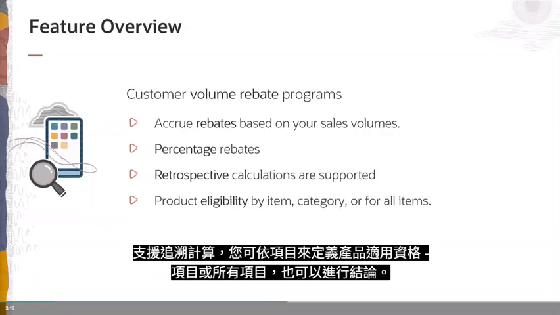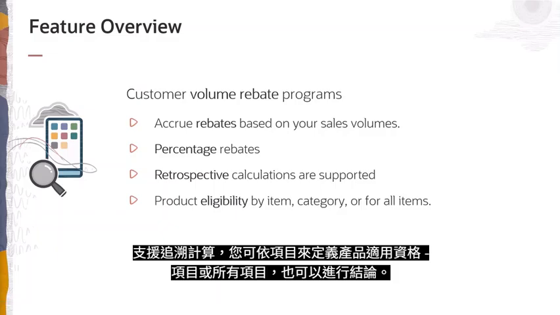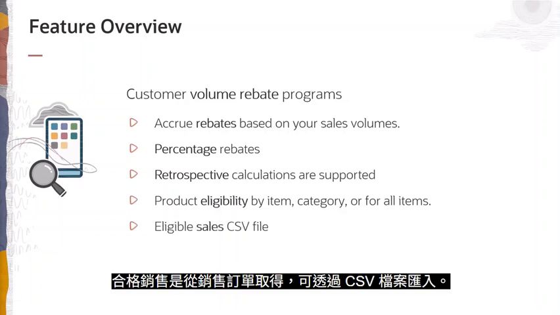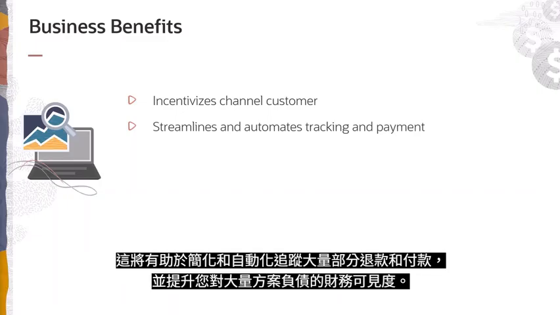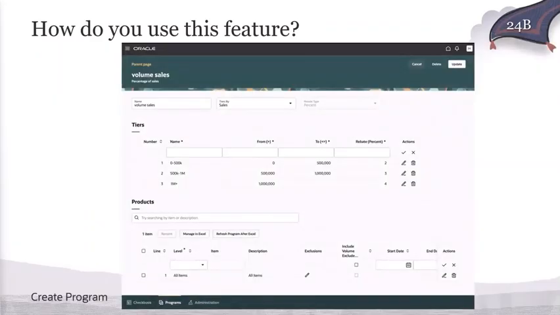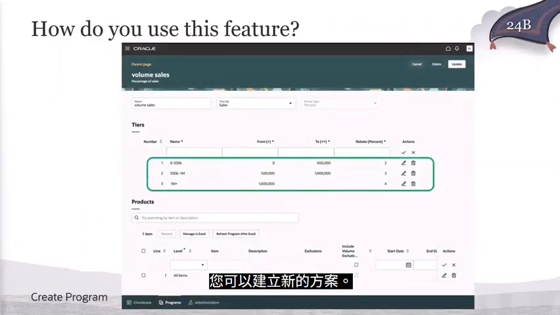Retrospective calculations are supported, and you can define product eligibility by item, or for all items, or you can do exclusions. Eligible sales are obtained from sales orders, which can be imported through the CSV file. Incentivize channel customers to reach predefined purchase volume levels. This will help streamline and automate tracking and payments of volume rebates, and it will improve your financial visibility to volume program liabilities.